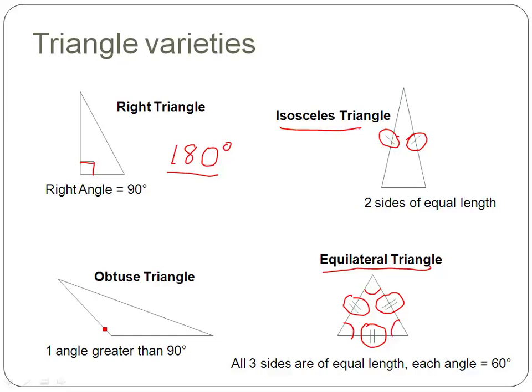Finally, at the bottom left, we have an obtuse triangle. That simply means that one of the angles within the triangle is greater than 90 degrees.